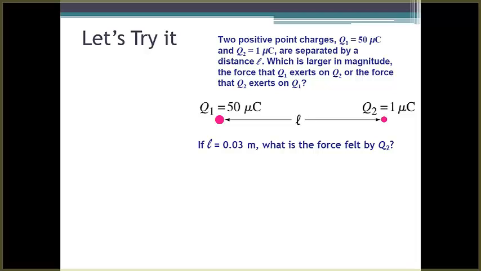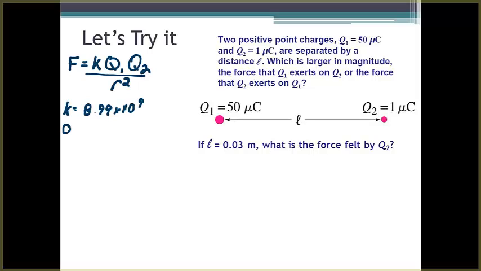Okay, again, Coulomb's law is represented as force is equal to K times Q1 Q2, all over the distance separating them squared. Okay, let's list what we know. We know that K is equal to 8.99 times 10 to the 9th. Q1 is 50 microcoulombs, so times 10 to the negative 6th. Q2 is 1 microcoulomb, so 1 times 10 to the negative 6th. Our length, or our radius, or our distance between them is 0.03 meters.